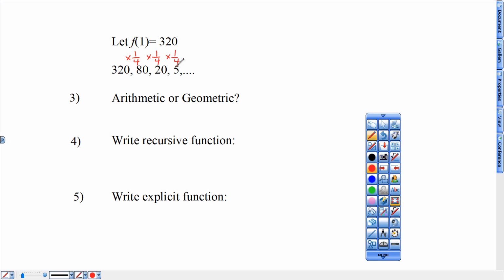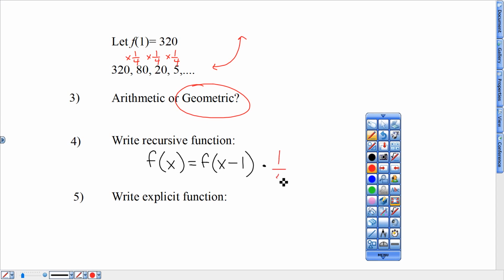If I do that timesing, it tells me it's geometric, going to be one of these exponential graphs. If I was to write my equation for recursive, f of x equals f of x minus 1, and no division, times that 1/4 right there. That would be recursive geometric. That would give you one of these exponential graphs, but dots.